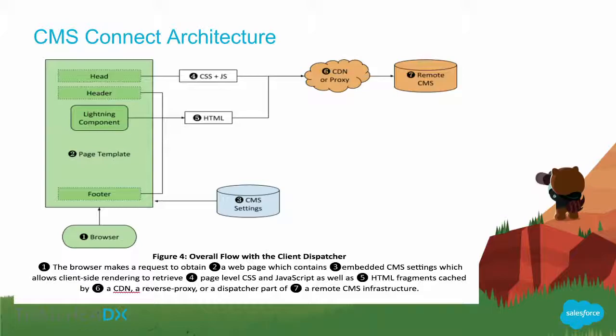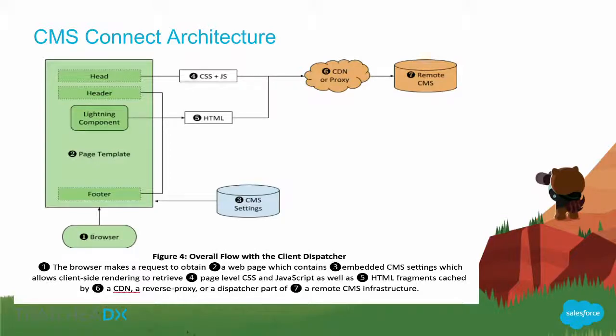Essentially, there are three areas in a community template where you can render your CMS content: the header, the footer, and a Lightning component which can render CMS data. I mention header and footer because in the browser, in the content rendering, the header and footer are essential, and the order in which they load is essential because they need to load first.